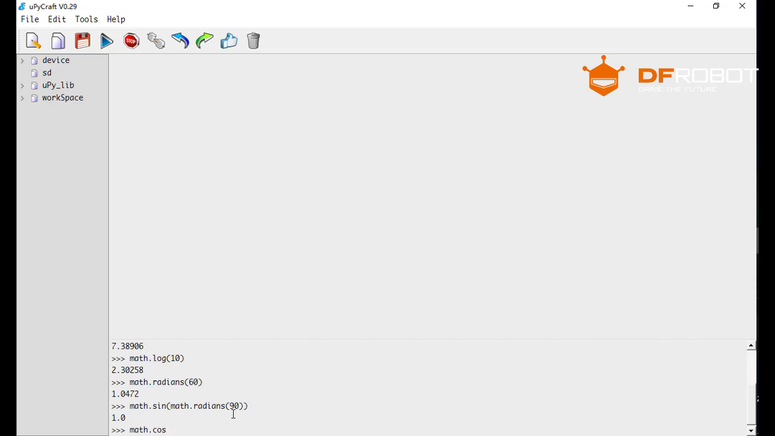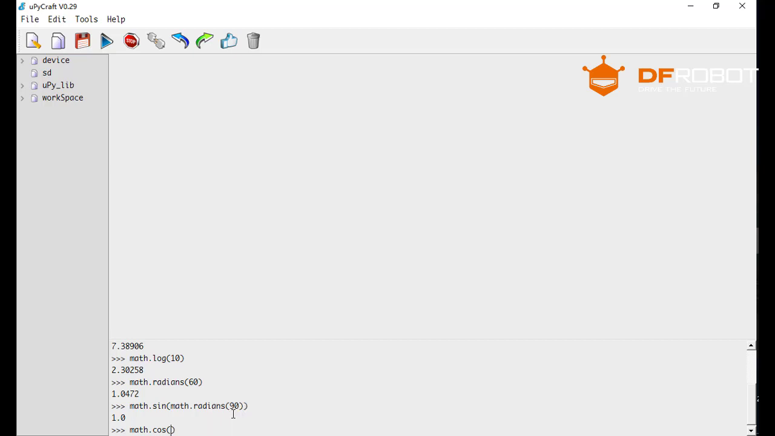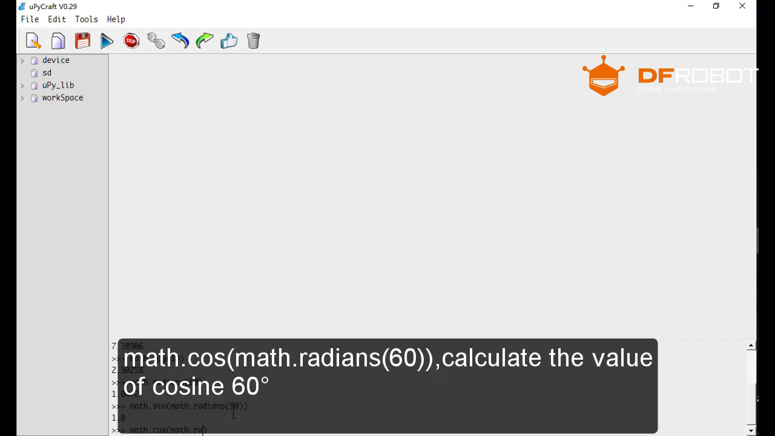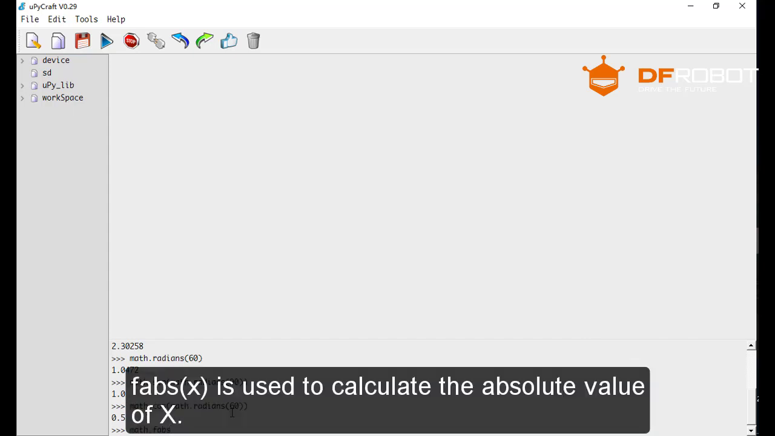cos(x) means the cosine function. math.cos(math.radians(60)). Calculate the value of the cosine of 60 degrees. fabs(x) calculates the absolute value of x.